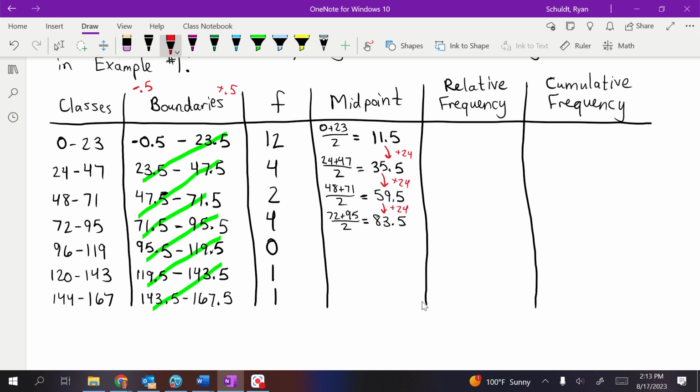So on midpoint, you don't have to necessarily sit there and go, this plus this divided by 2. This plus this divided by 2. Once you get your first one, you can start just adding your class width to it. So I could just go 83.5 plus 24 to get my next one. 107.5 plus 24, plus 24. Now, if you don't think you're going to remember that, then by all means, please, just add them up and divide by 2.